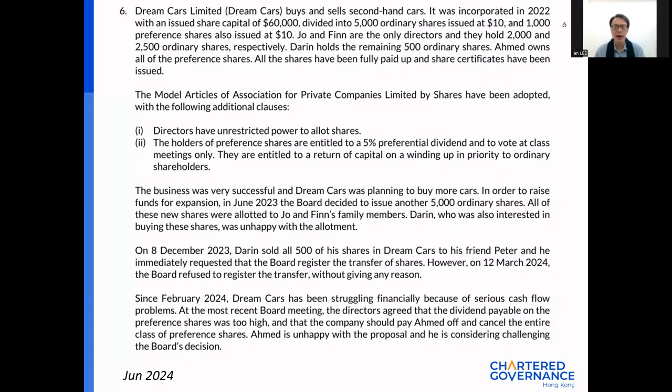Okay, so the business was very successful and Dream Cars was planning to buy more cars. So in order to raise funds for expansion, in June 2023, the board decided to issue another 5,000 ordinary shares. All of them were allotted to Joe and Finn's family members. Darren, who was also interested in buying these shares, was unhappy with the allotment. So you can see we have an allotment of shares situation. So this should already narrow down the topic for you. So if I was sitting this exam paper, next to this paragraph, I would probably write down allotment of shares on the right-hand side, just to remind myself.